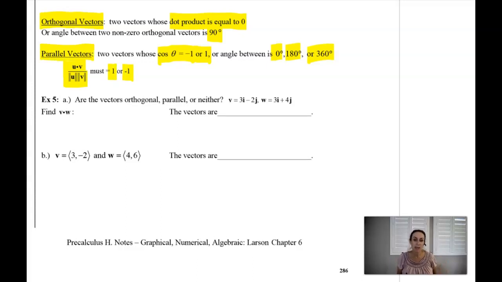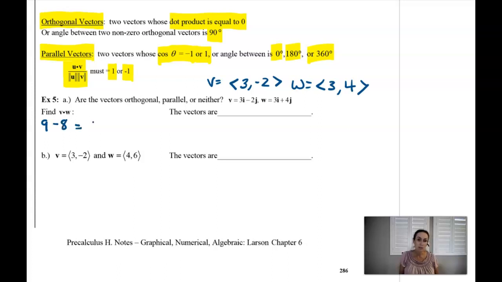So let's start with example 5a. Are the vectors orthogonal, parallel, or neither? So the very first test I look for is orthogonal because that's the easiest. If I take vector v, I'm going to write it in component form. So 3, -2. And vector w is going to be 3, 4. So let's go ahead and find v dot w. So v dot w is 3 times 3 is 9, plus -2 times 4 is -8, and that equals 1.